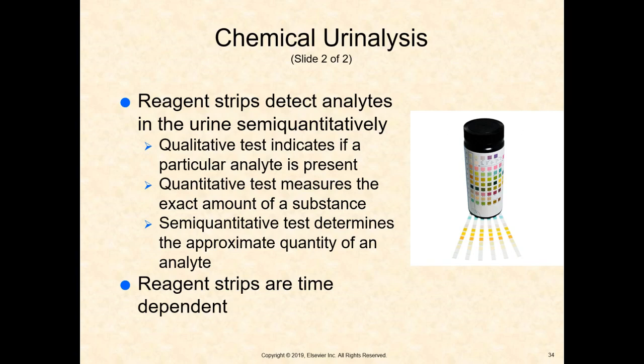But we dip that dipstick, kind of like when you dip your oil in your car, into the urine, and each of those little pads of color will turn a different color. We can compare that to the grid on the side of the bottle, and it will tell us exactly how much of that chemical or analyte is in the urine. So it detects analytes semi-quantitatively. Qualitative is positive or negative. Quantitative gives an exact number, and semi-quantitative determines an approximate quantity. So it's not exact, okay? These reagent strips are time dependent, so we have to use a timer to time them while we're doing the testing.